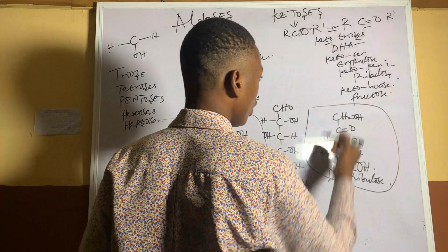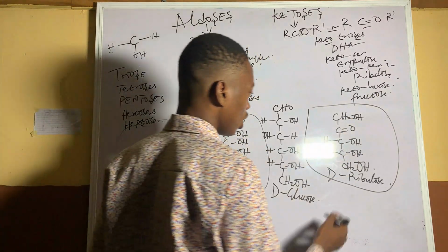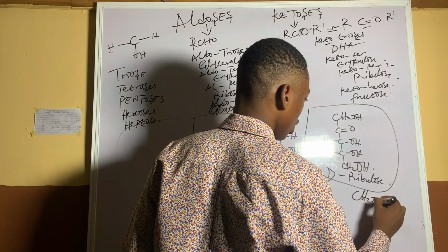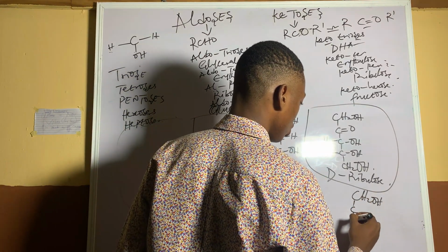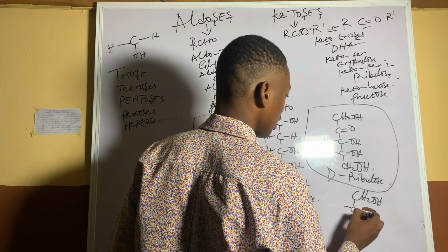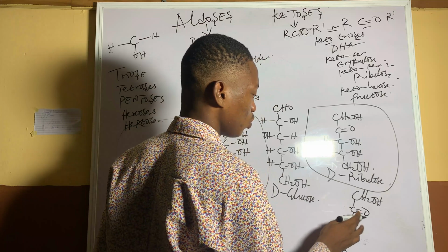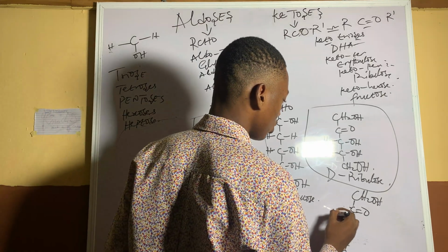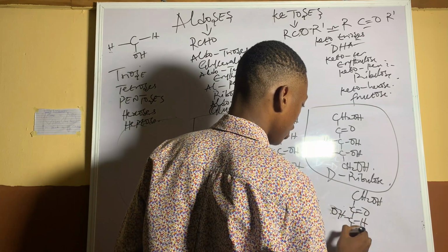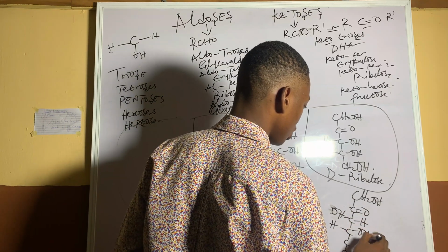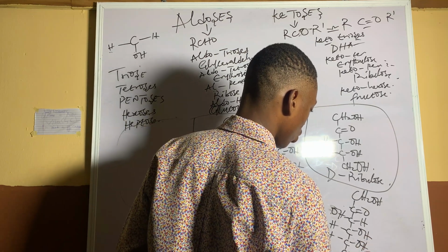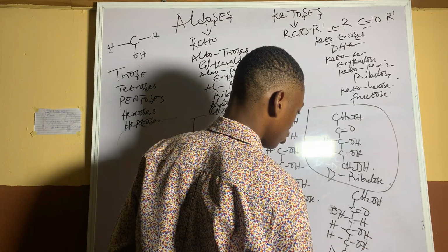Now we can have a ketohexose, which is fructose. So here, remember 6 carbon atoms. We start with CH2OH, then C1, C2, C3, C4, C5, C6. Now here, we say that it contains the ketone functional group, which is C double bond O. And then on the third carbon atom, we have OH, OH, we have H. We have H, we have OH, we have H, we have OH, and then we have CH2OH. So this is the fructose.